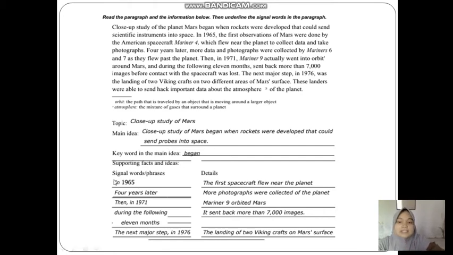Then we should identify the signal words to support the main idea. In this example, such as in 1964, 4 years later, then in 1971, during the following 11 months, the next major step in 1976. These signal words support the details.